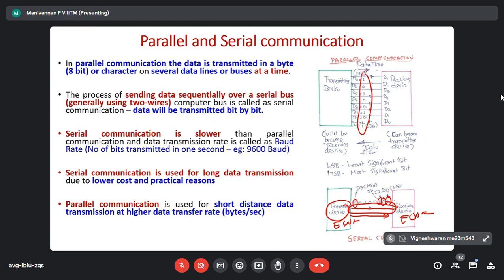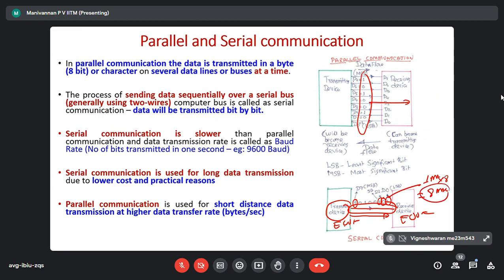Again, each bit to transmit takes, for example, 1 millisecond. Correct? It takes 1 millisecond to transmit 1 bit. So how many bits do you have to transfer one after another? 8 multiplied by 8. What is the total transmission time? 8 milliseconds. Okay.